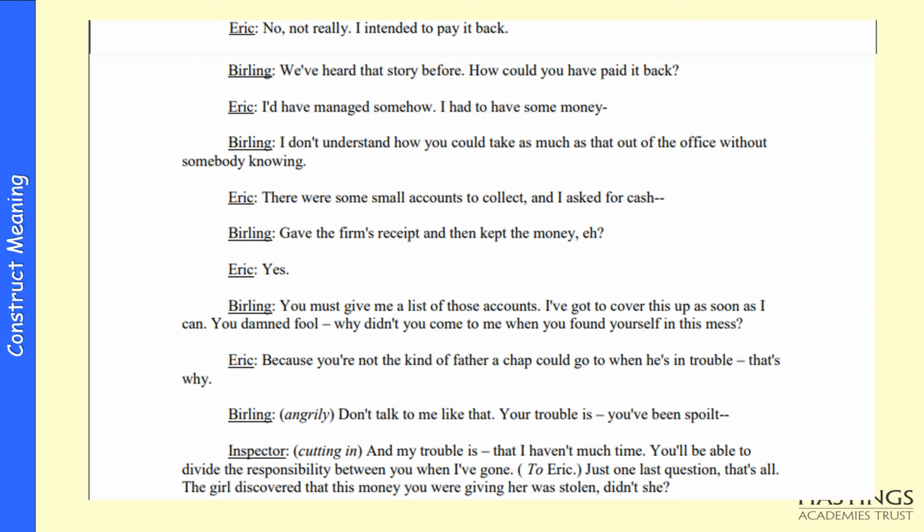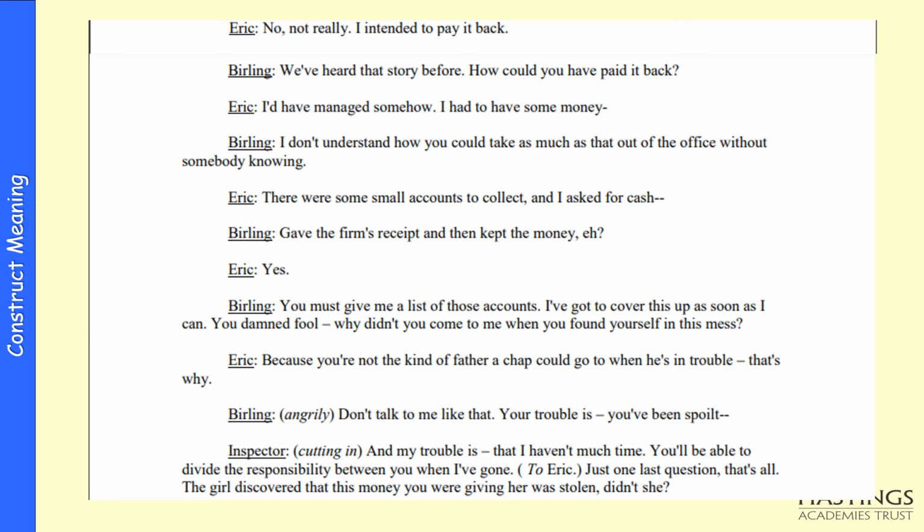We've heard that story before. How could you have paid it back? I'd have managed somehow. I had to have some money. You damn fool. Why didn't you come to me? Because you're not the kind of father a chap could go to when he's in trouble. Don't talk to me like that. Oh. Your trouble is you've been spoiled. And my trouble is that I haven't much time. You'll be able to divide the responsibility between you when I've gone.